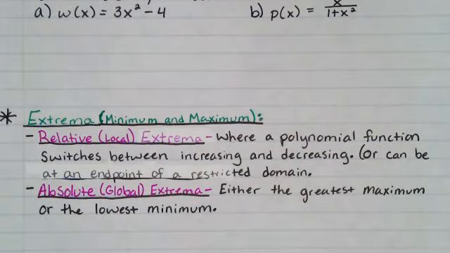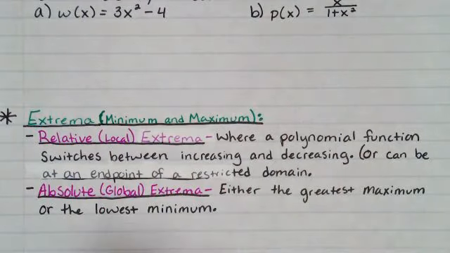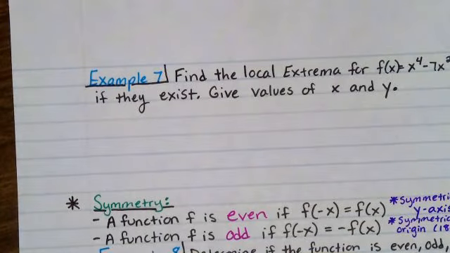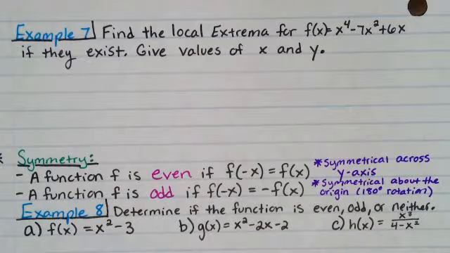We have one more example for this video. We're going to talk about example number 7. It says find the local extrema for that function. They give me f of x equals x to the 4th minus 7x squared plus 6x, if they exist, and give the values of x and y.